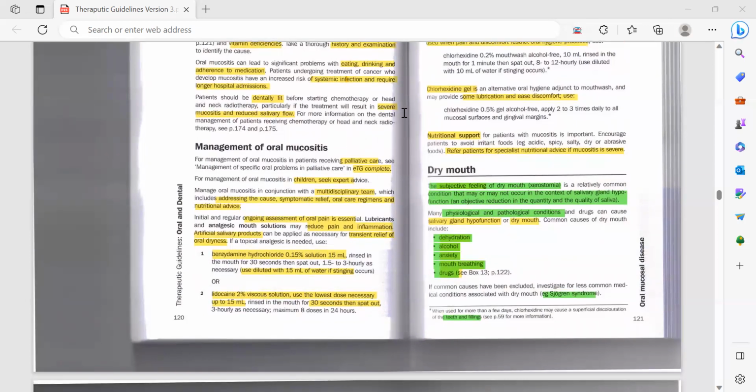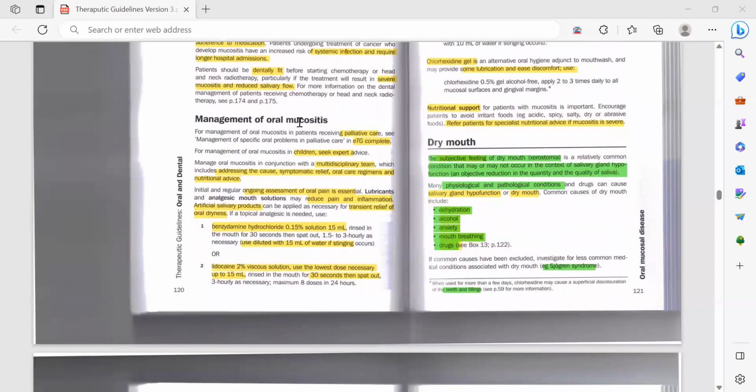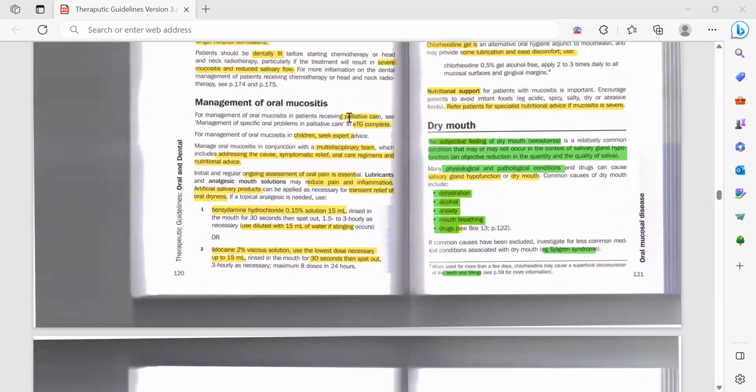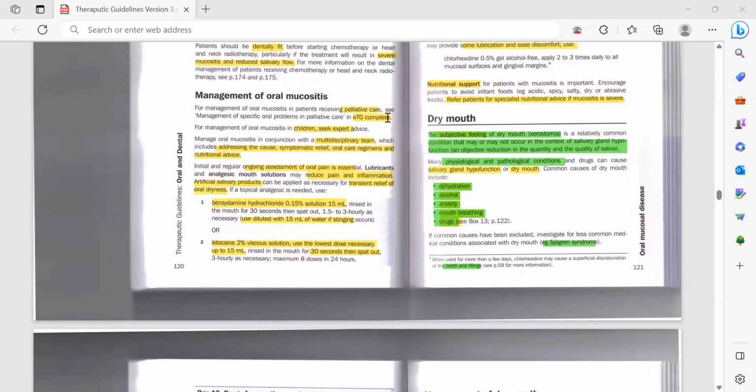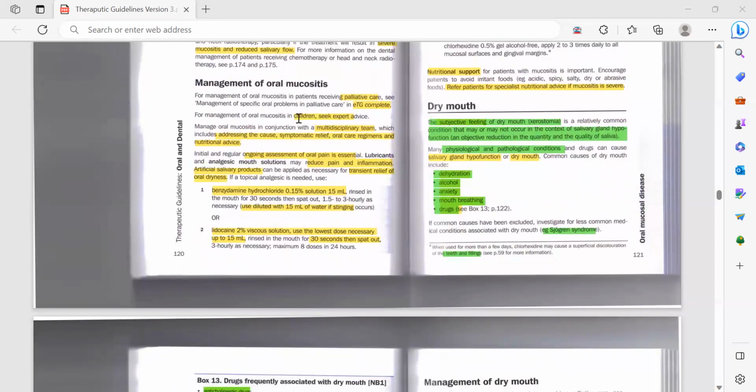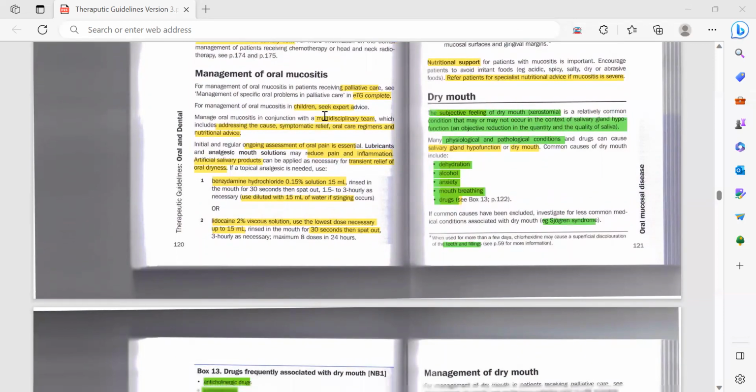For more information, see the dental management of patients receiving chemotherapy or head and neck radiotherapy. Then, management of oral mucositis. If it is palliative care, meaning it is in hospital, then you do not need to do anything; the hospital team would do it. If in children, then seek expert advice.